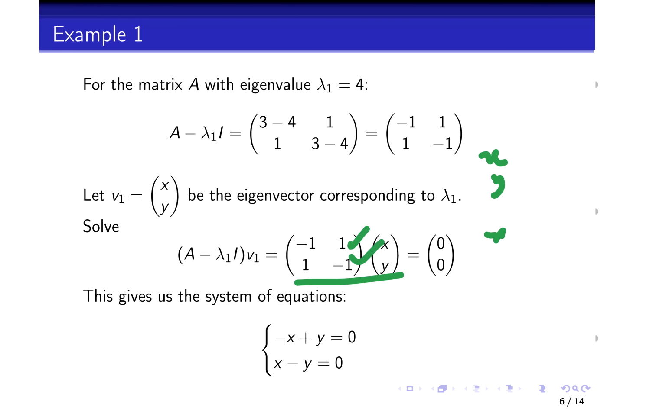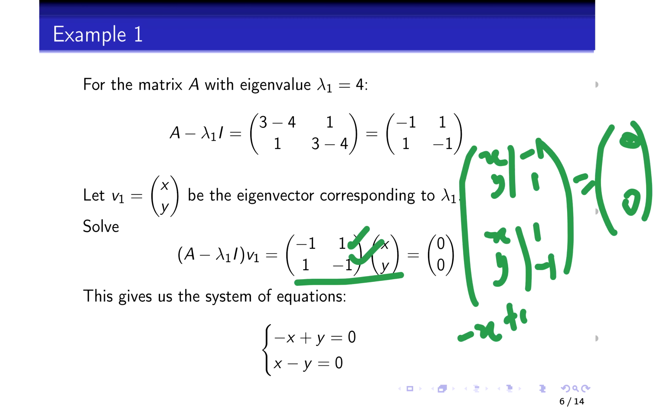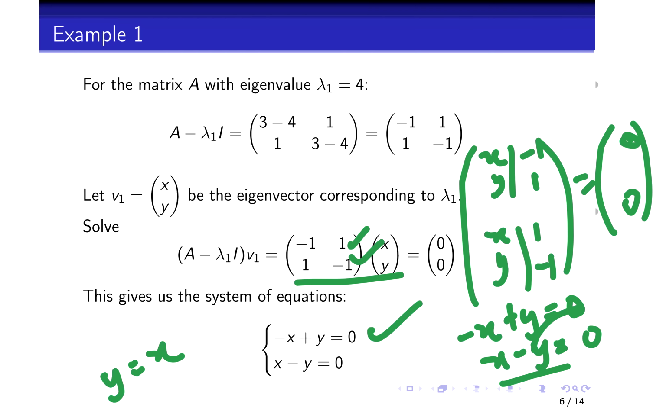So for the first one, you have minus 1, 1, and for the second one, you have 1, minus 1, and all this is equal to 0, 0. Then you have minus x plus y equals 0, or x minus y equals 0. From each of those, you can simply say that minus x plus y equals 0 means that y is equal to x. If you transfer y to the other side, that also gives you y equals x. So you need only one of these to determine what the eigenvector is going to be.